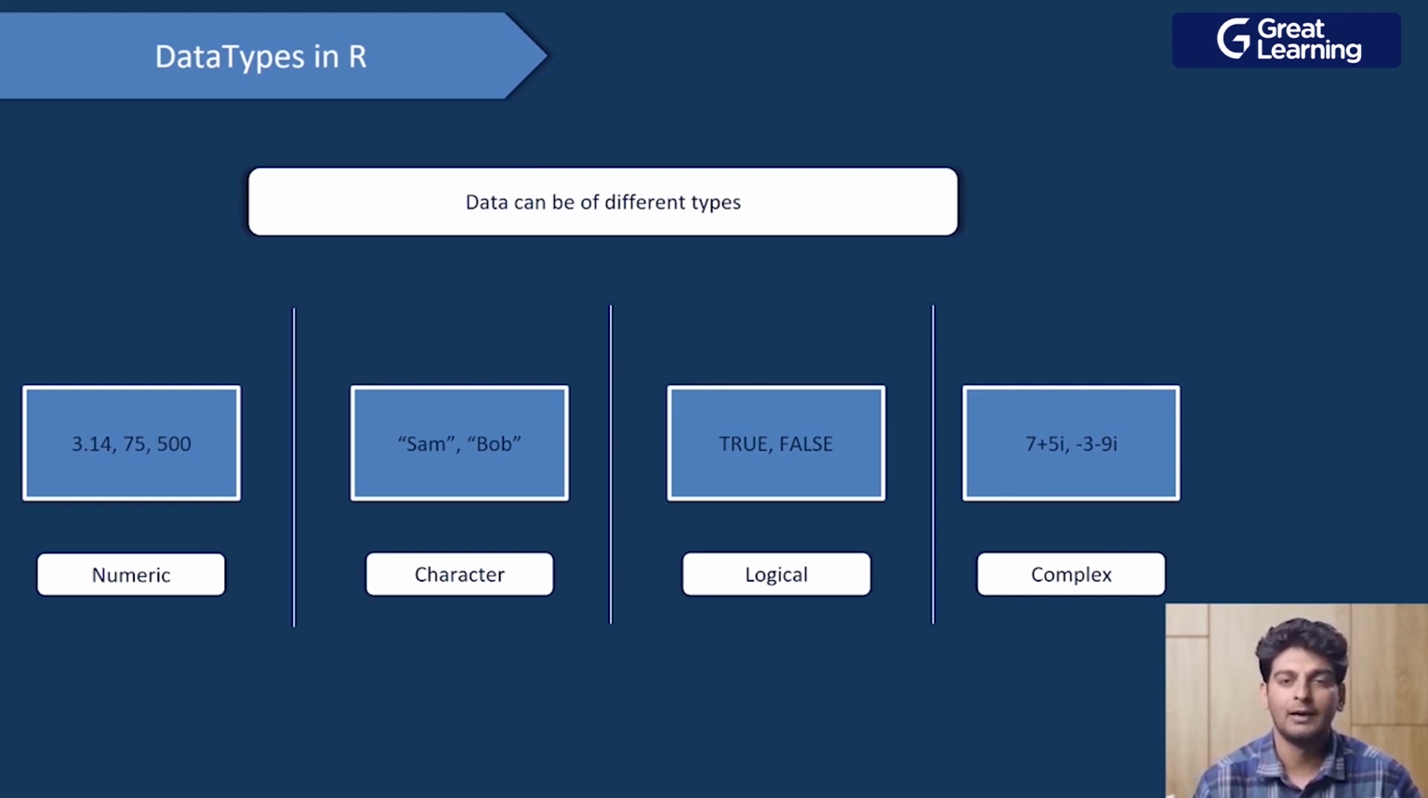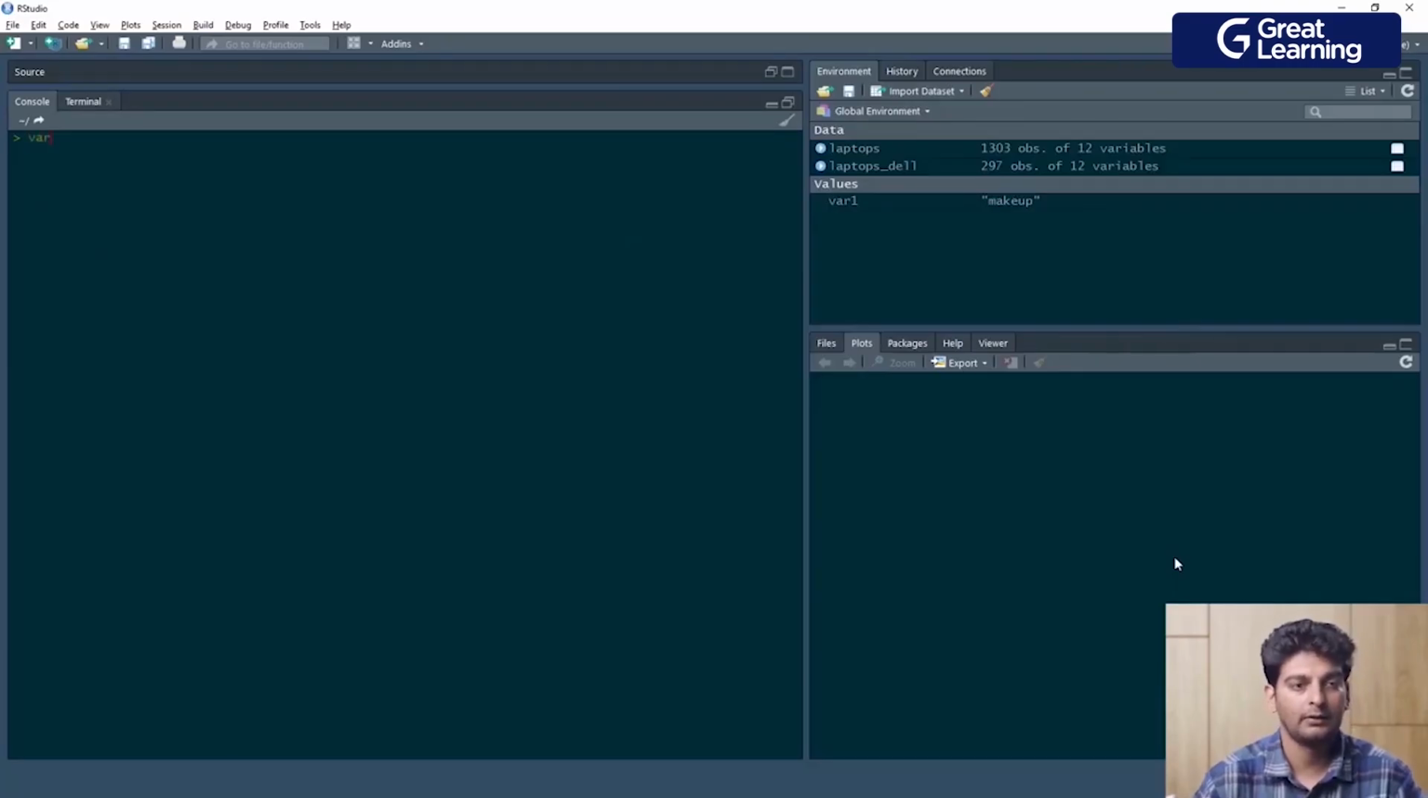Now again, let's go back to RStudio and work with some data types. So I'll clear this out. Now again, I'll take a variable with the name var1. I'll put in equal to, and let me store a numeric value inside this. So I'll store, let's say, 12.34, and then let me print this out, var1. Now let me check the class of it. So class of var1. Inside the class function, I am passing this var1 object, and you see that the class of this variable is basically numeric.